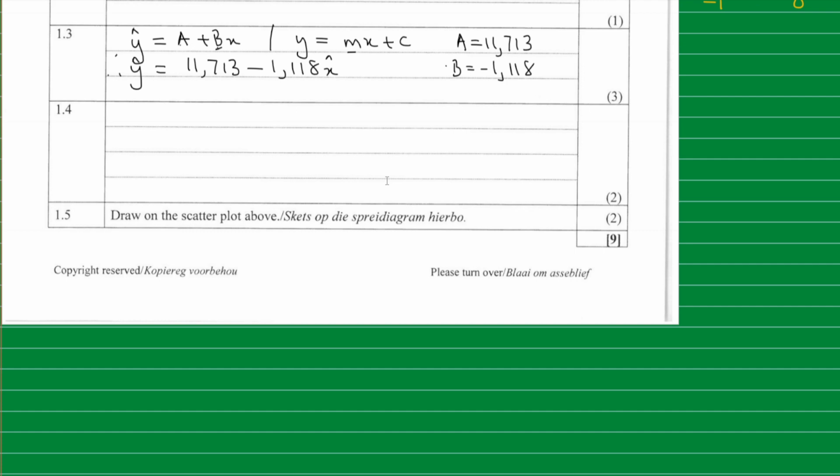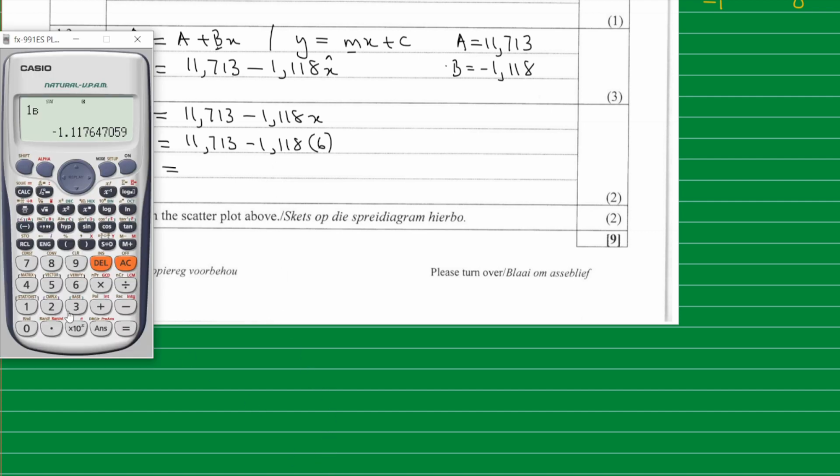So what we have to do is, we are given our 1.3, so we are given y is equal to 11.713 minus 1.118x. So x is 6. So we are now finding the estimated value for y: 11.713 minus 1.118 times 6. So if my distance is 6, how much would that be? We just punch that in a calculator and then we get the answer.